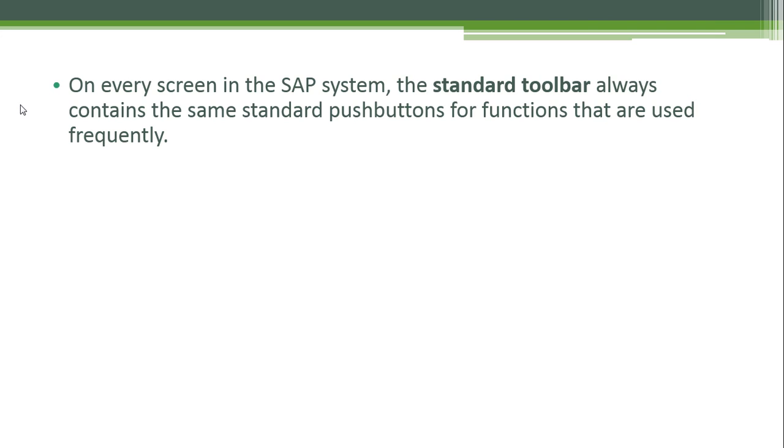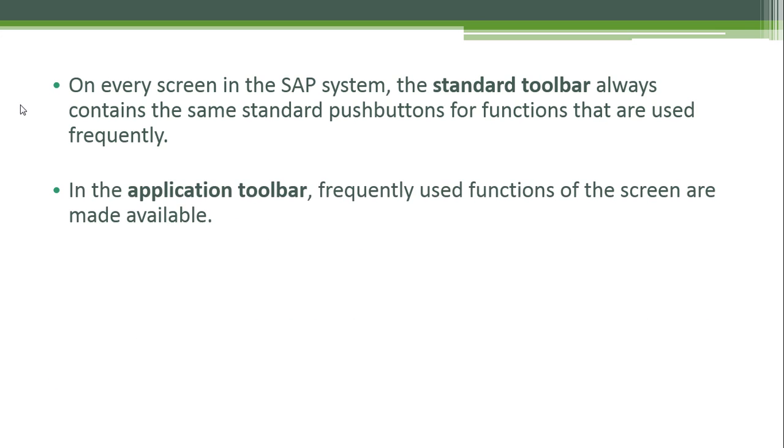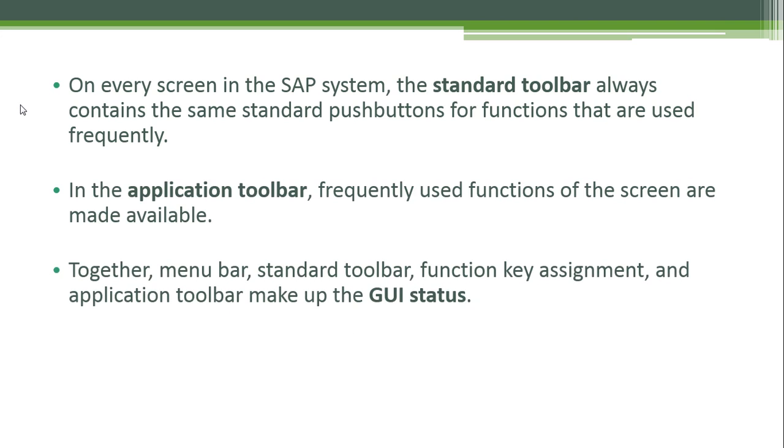On every screen in the SAP system, the standard toolbar always contains the same standard push buttons for functions that are used frequently. In the application toolbar, frequently used functions of the screen are made available. Together, menu bar, standard toolbar, function key assignment, and application toolbar make up the GUI status.